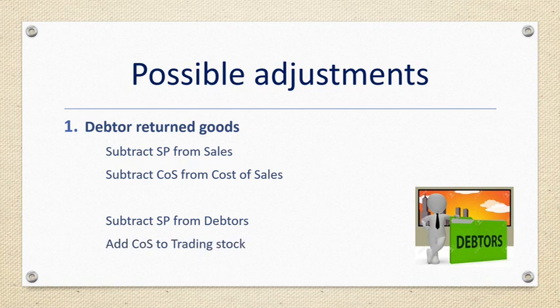And you add the cost of sales to your trading stock. That's an asset that increases because you receive that stock back. Obviously, the first two will be shown on the statement of comprehensive income, and the last two will be shown on the statement of financial position. So if you know this, this is the way we do it. You look for the selling price, you subtract from sales, you subtract cost of sales from cost of sales, the rest goes on the statement of financial position.